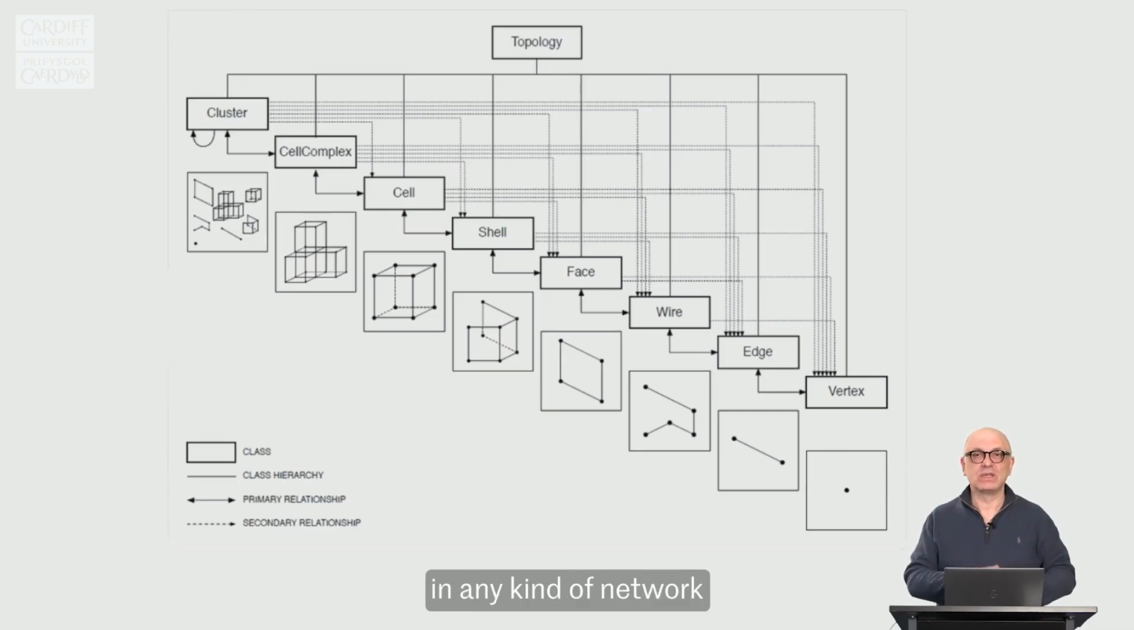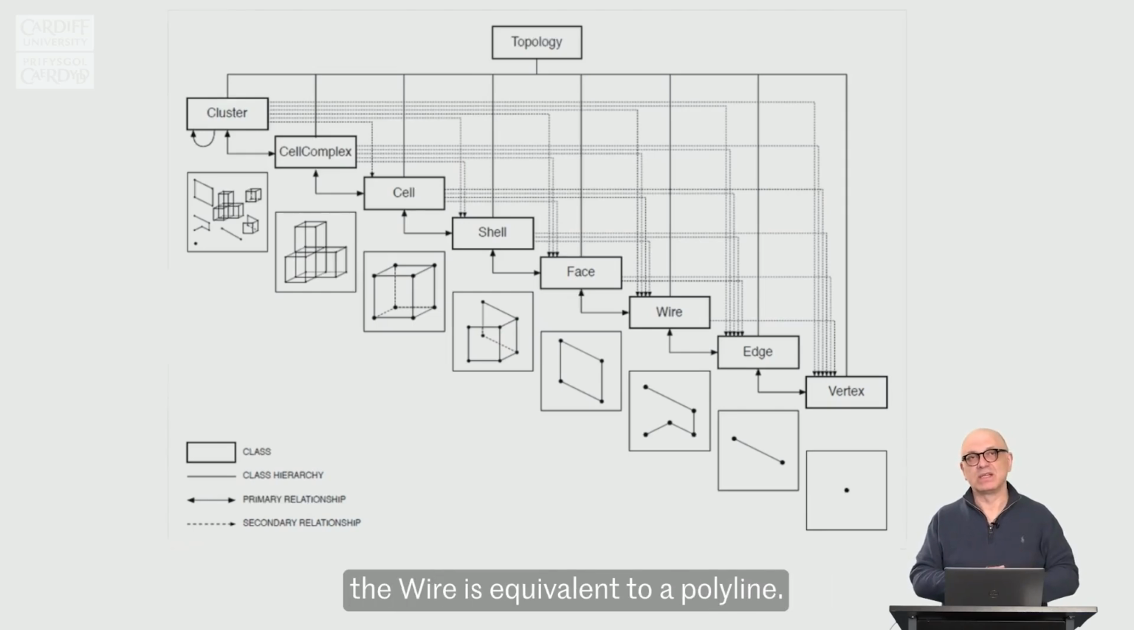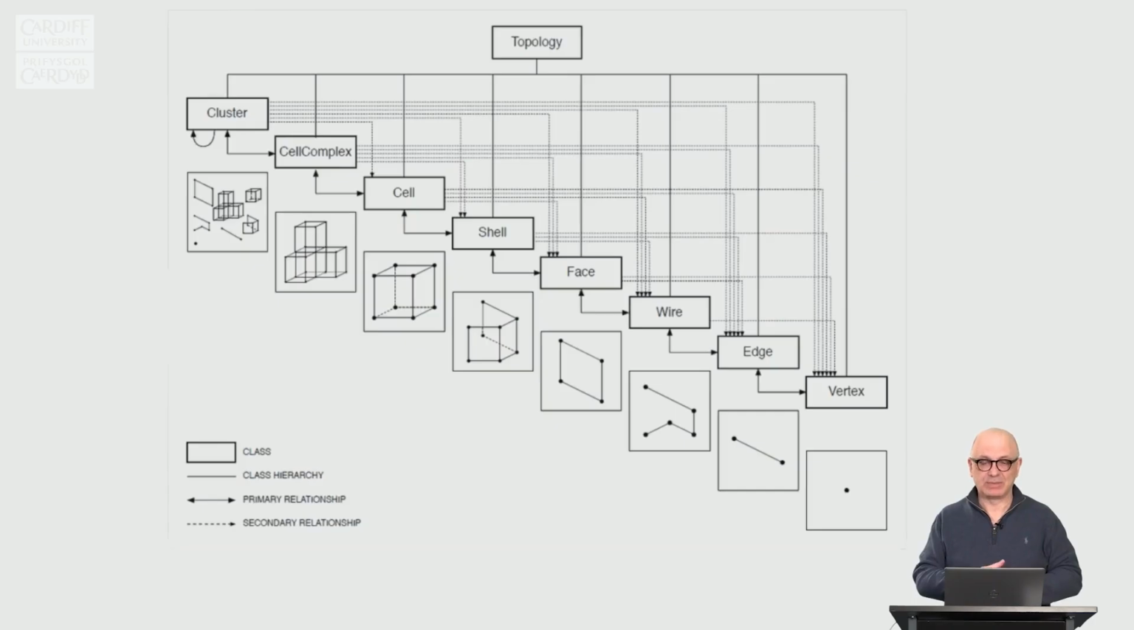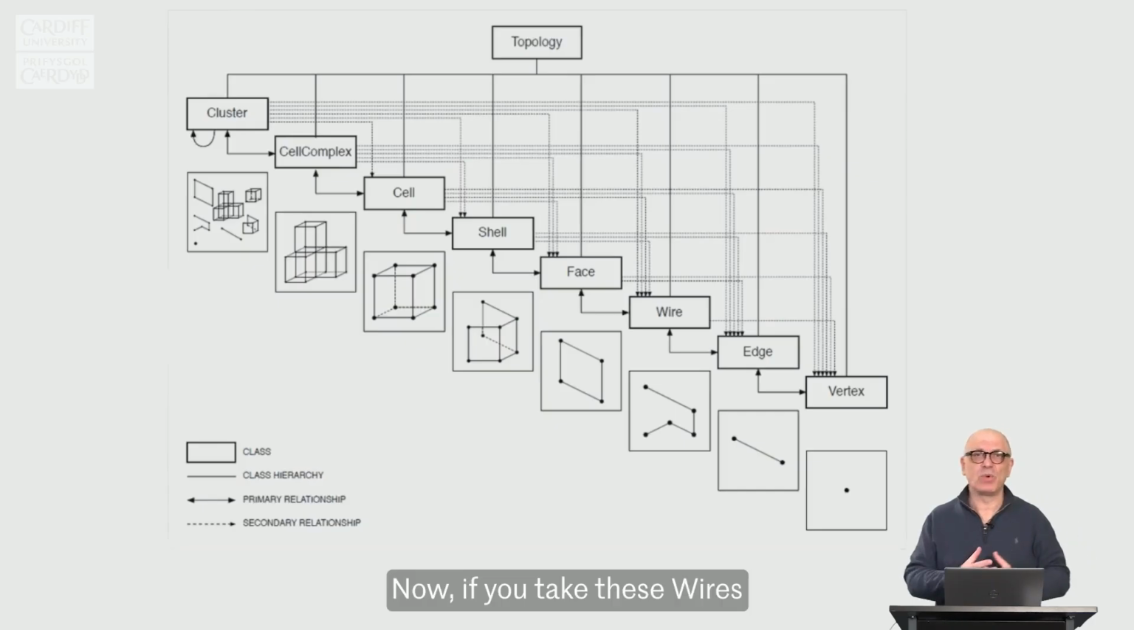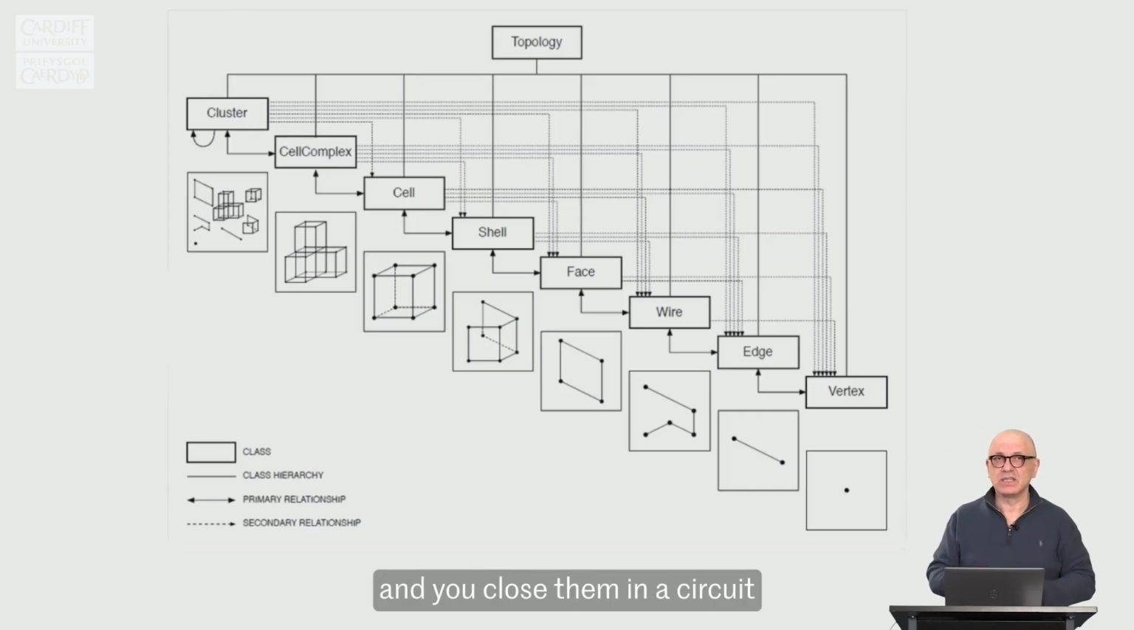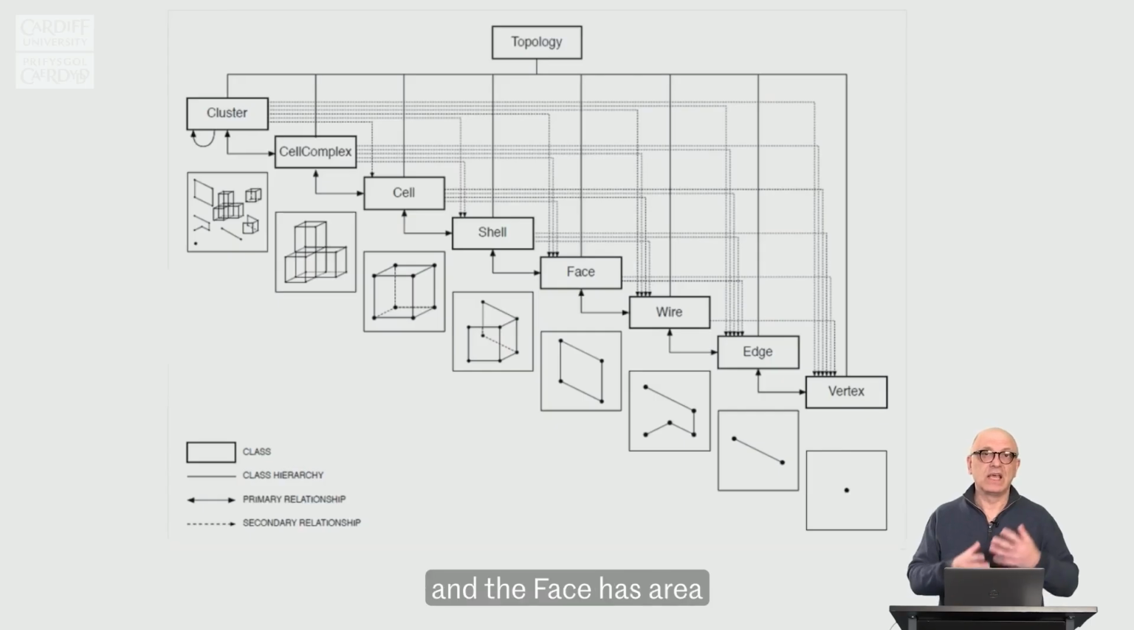Now, if you take these edges and you connect them either head to tail or in any kind of network, you get what is called a wire. So a wire is equivalent, perhaps if you are familiar with Autodesk, to a polyline. Now, if you take these wires and you close them in a circuit, you can now get a face, and the face has area and has a front and a back.